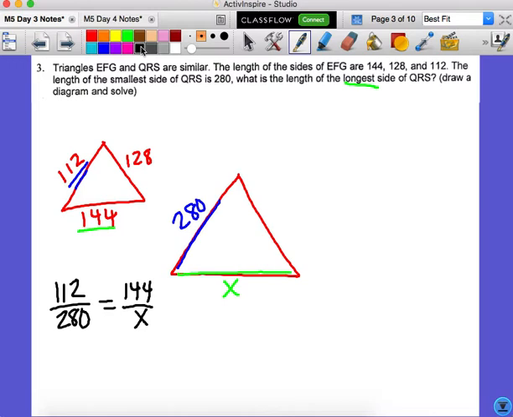So 280 times 144 is going to end up being divided by 112. So we find out that the longest side is 360. They don't give us any units here, so I'm just going to say whatever they are, there's 360 of them.